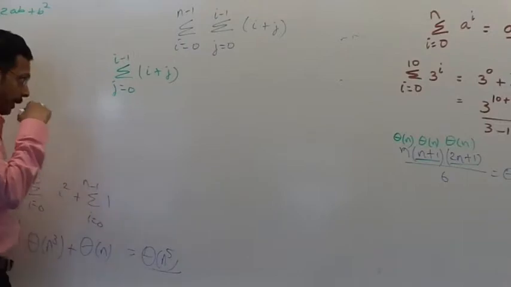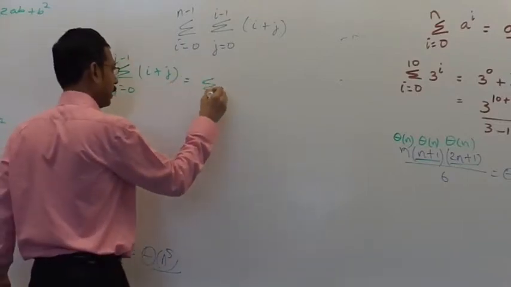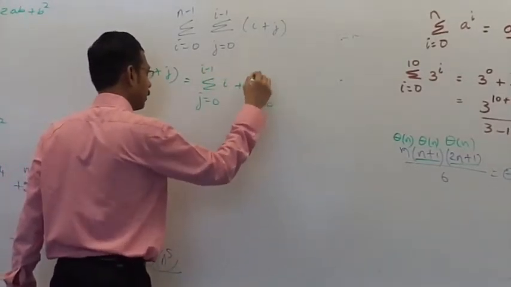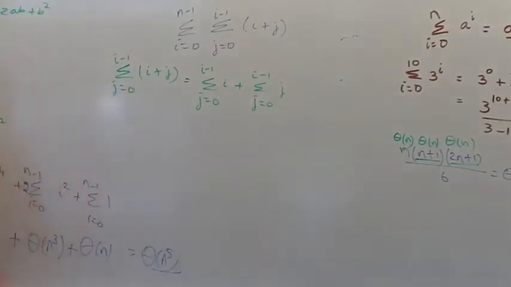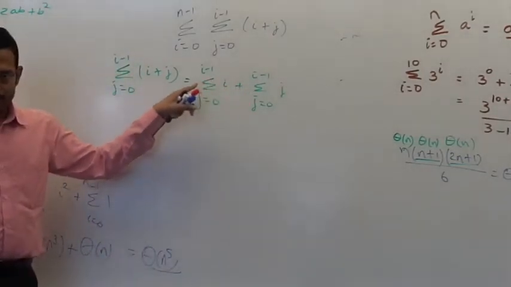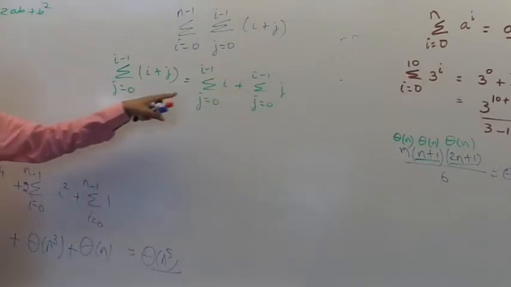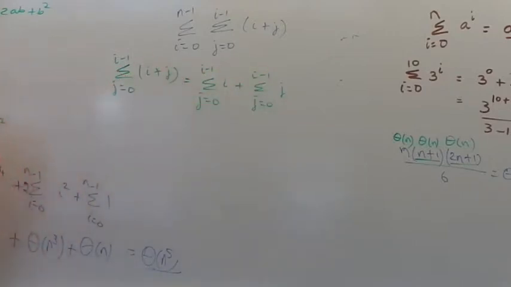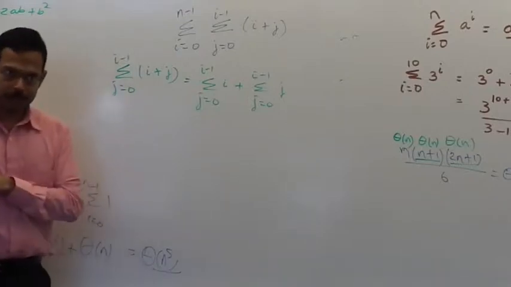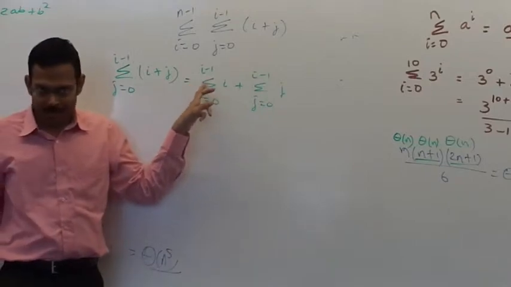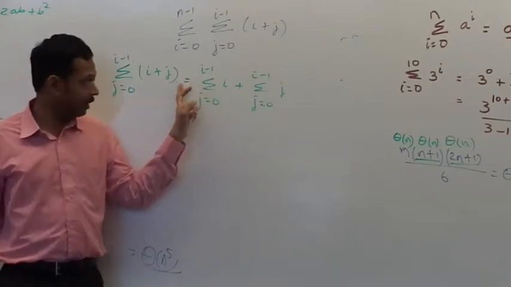So now tell me this. I can write one intermediate step: sigma j equals 0 to i minus 1 of i, plus sigma j equals 0 to i minus 1 of j. Now tell me, is i a variable in the summation or a constant? When you say something is a variable, its value varies, right? Does the value of i vary here or not?